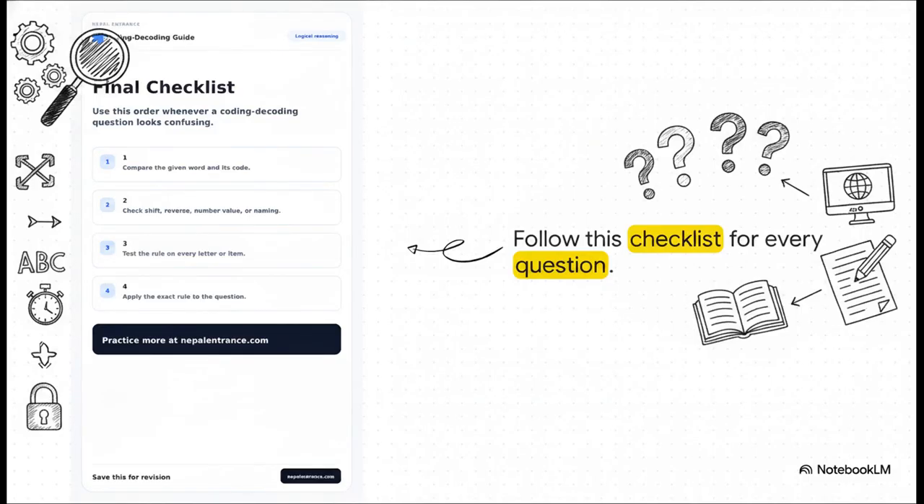I highly recommend keeping this final checklist handy for your revision. Whenever a question looks like total nonsense, don't panic. Just systematically follow this order. Compare the given word and its code, check if it's a shift, a reverse, a number value, or a naming trick. Test your rule on every single letter to be absolutely sure. And finally, apply that exact same rule to the new question.